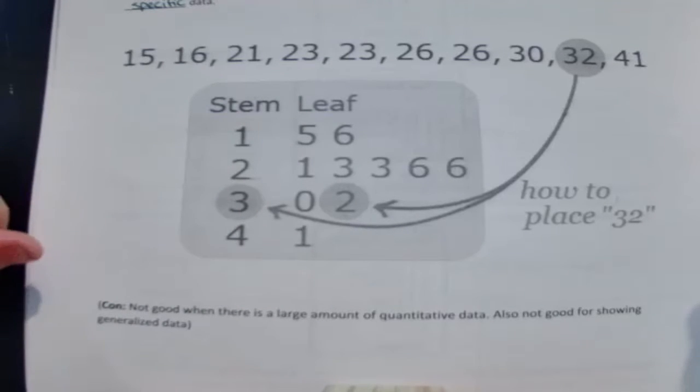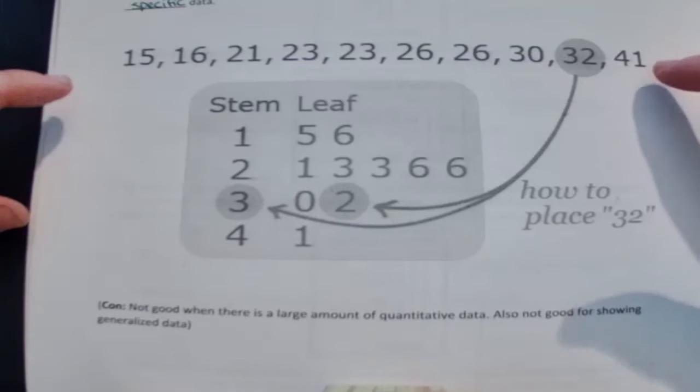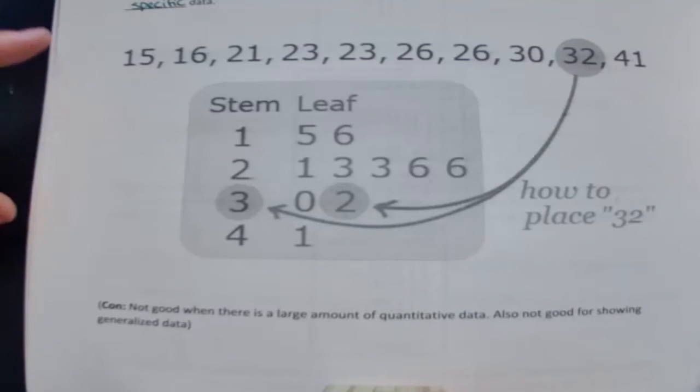So the con with this, it's not good when there's a large amount of quantitative data. Also not good for showing generalized data. So if you can imagine if you had a lot of numbers in a number line, you're trying to put them all in there, it could take a long time. That's why it's not very good for large amounts of data.